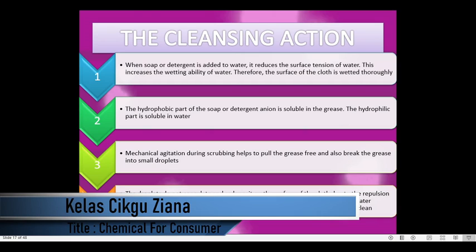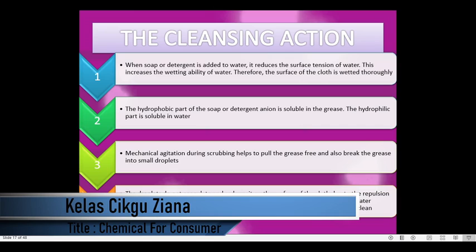Okay. First, okay, the step how to cleansing action. Okay, first when soap. Okay, mula-mula macam mana kamu basuh kain? Mula-mula kamu ambil kain yang kotor, kamu rendam dalam air. Lepas kamu rendam dalam air, mesti kamu masukkan sabun. Betul? Okay, when soap or detergent is added to a water. Okay, kamu masukkan soap ataupun detergent, it reduce the surface tension of water. Inilah fungsi soap dengan detergent. It will reduce the surface tension of water. This increase the wetting ability of water. Maksudnya dia akan menambahkan kebolehan kelembapan wetting of the water untuk perangkat air. Therefore, the surface of cloth is wet and truly.